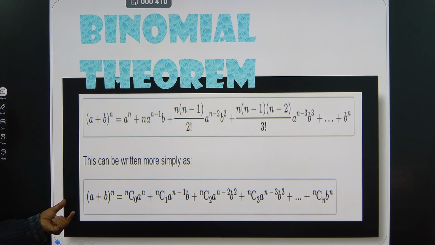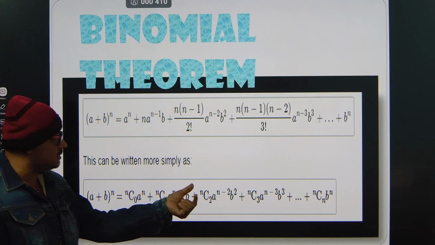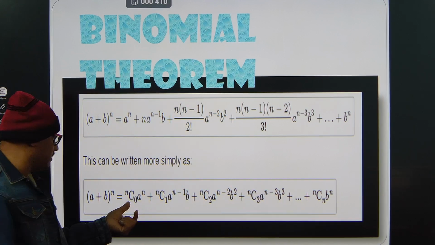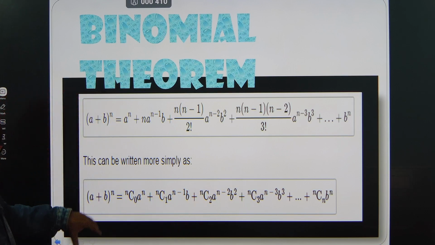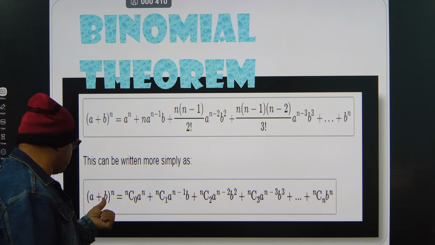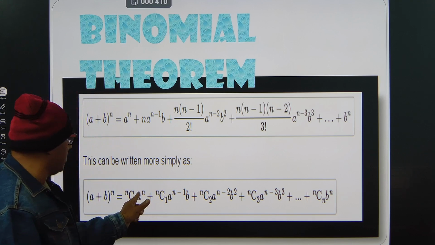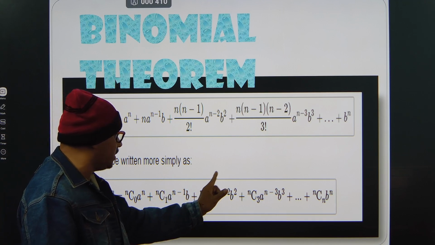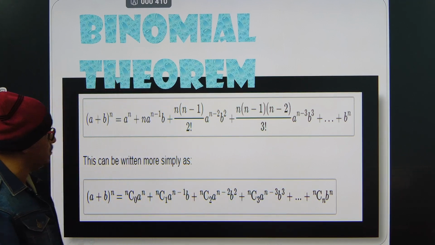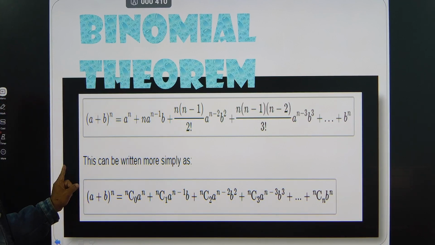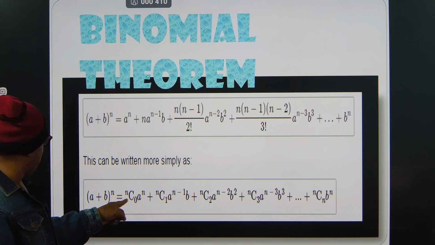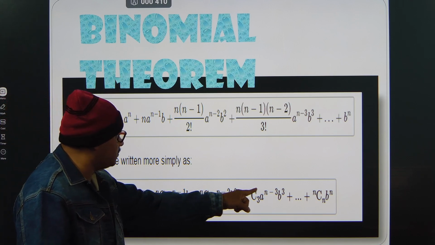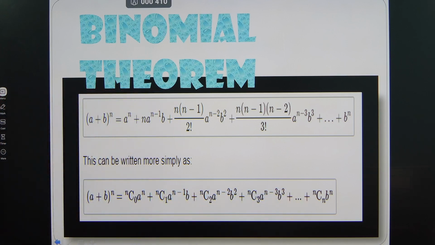One observation: in the combinations, n remains constant, but the r value increases by 1: 0, 1, 2, 3, up to n. Simultaneously, the power of the first term decreases by 1: n, n minus 1, n minus 2, n minus 3, down to a to the power 0. But the second term's power increases by 1: b's power is 0, then 1, then b squared, b cubed, up to b to the n. In this way, we can complete our formula.